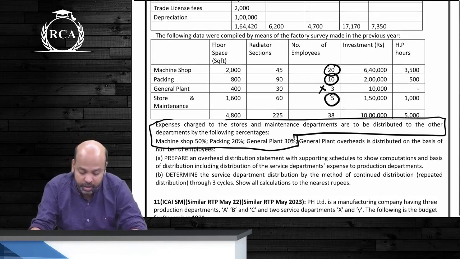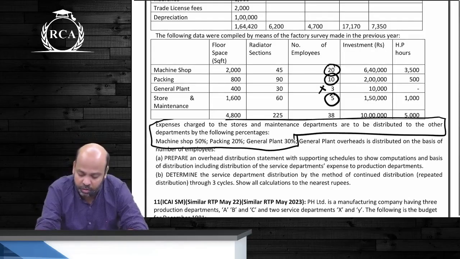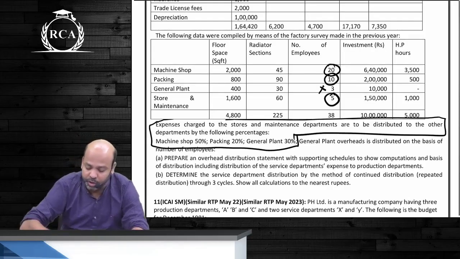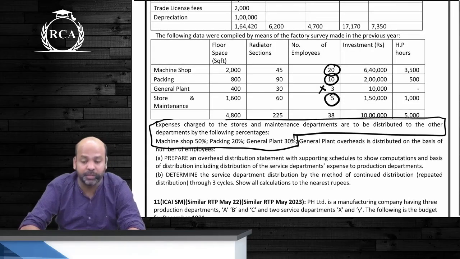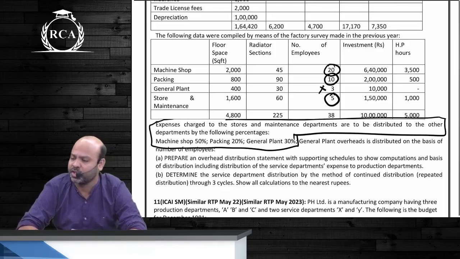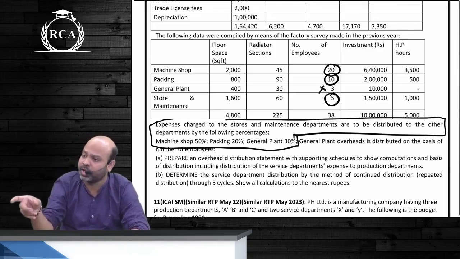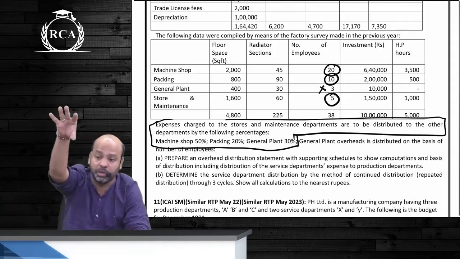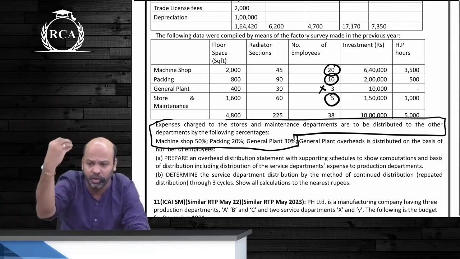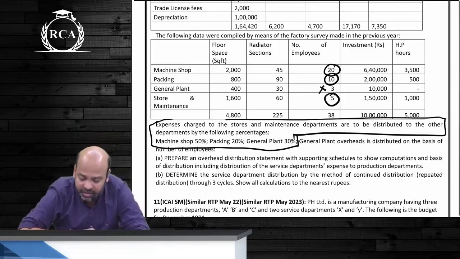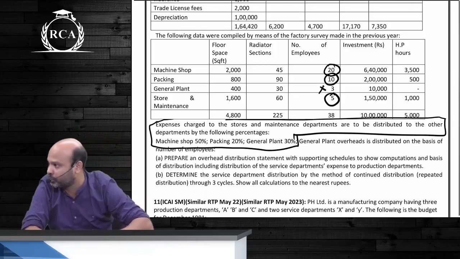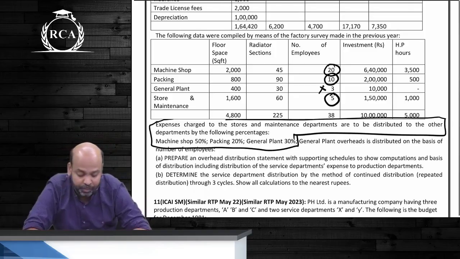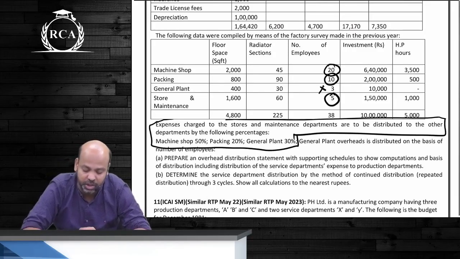Prepare an overhead distribution statement with supporting schedules to show. Upon supporting schedules, matlab beta, we do not prepare a separate schedule. In the same statement only, we will include everything. So supporting schedule is wherein you show the apportionment of overhead separately and then include those amounts in the main statement. We will include everything as a part of the main statement only. We'll follow the same procedure that we have done so far. And basis of distribution, including distribution of service department expenses to production departments.